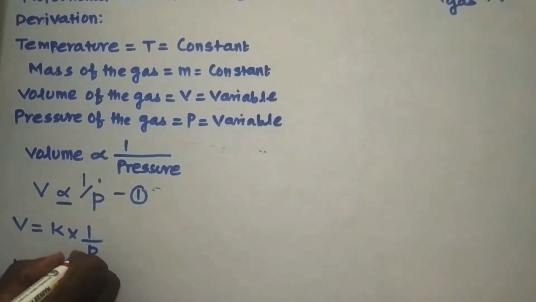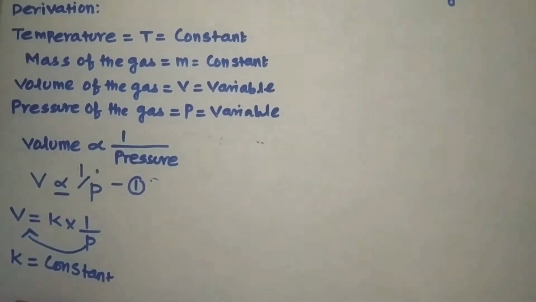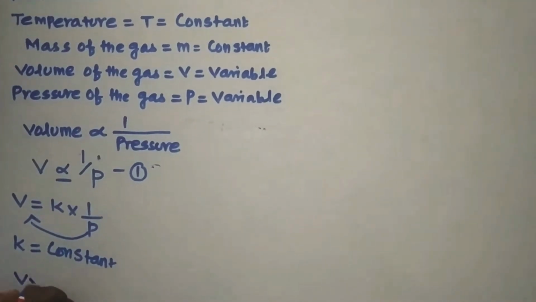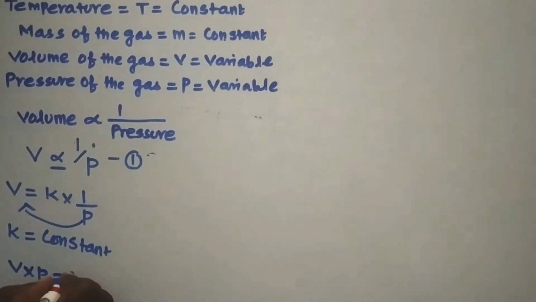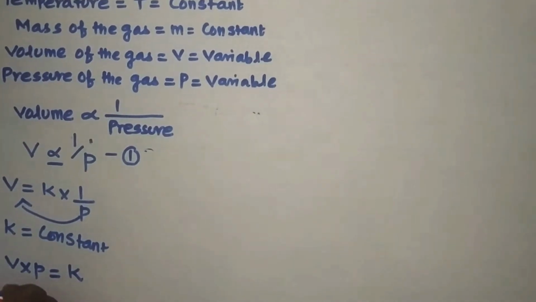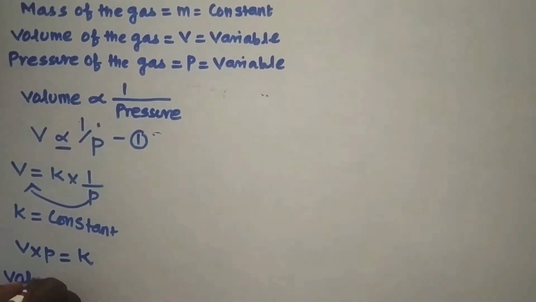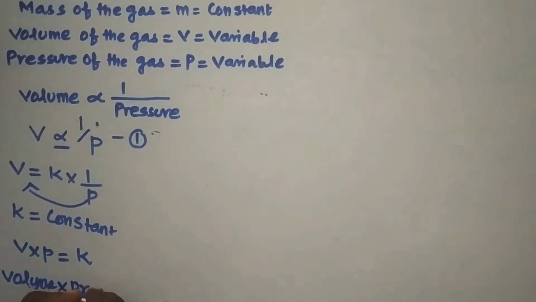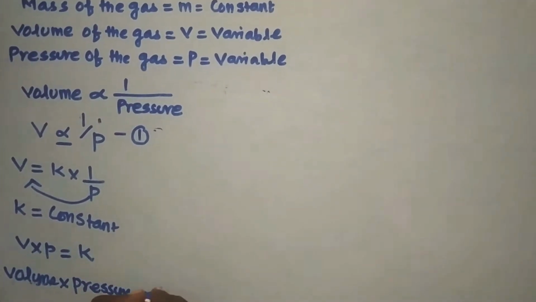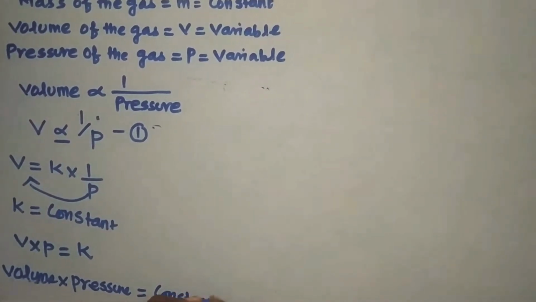So, now this P goes to this side and multiplies with the V. Therefore, V into P is equal to K. It means the product of volume and pressure is a constant.